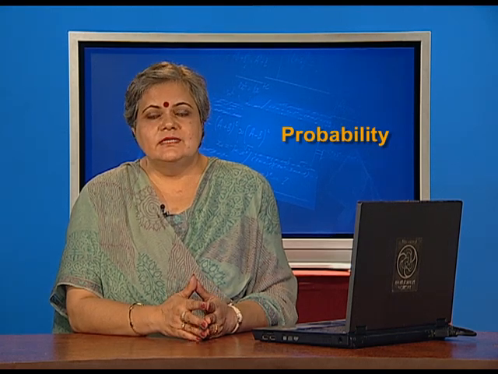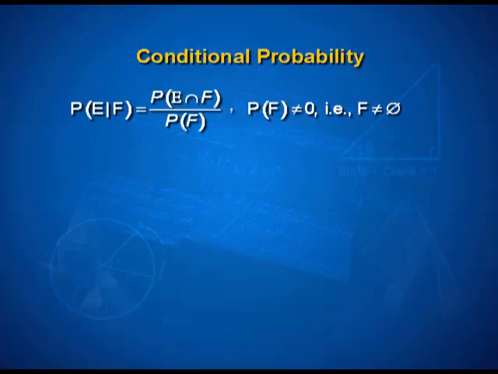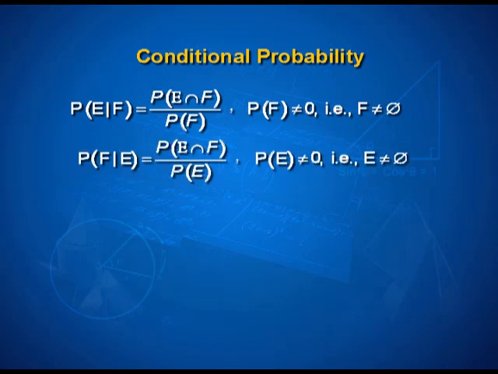The result that we discussed and derived was that the probability of E given that F has occurred is the same as the probability of E intersection F divided by the probability of F, where the probability of F is not equal to 0, that is, F is not an empty set, it is not an impossible event. At the same time, the probability of F given that E has occurred is the same as the probability of E intersection F divided by the probability of E. So, the probability of E intersection F is nothing but the probability of E and F.